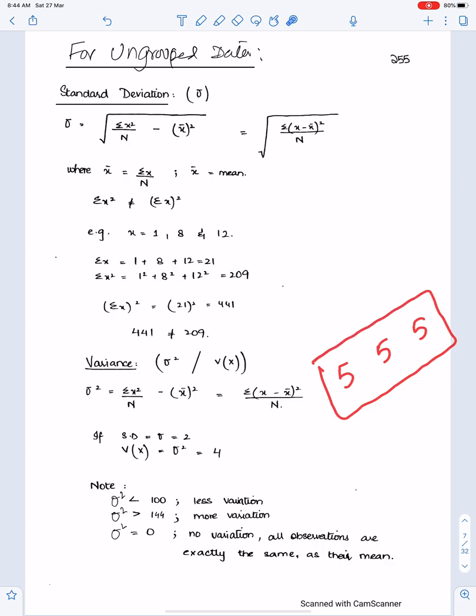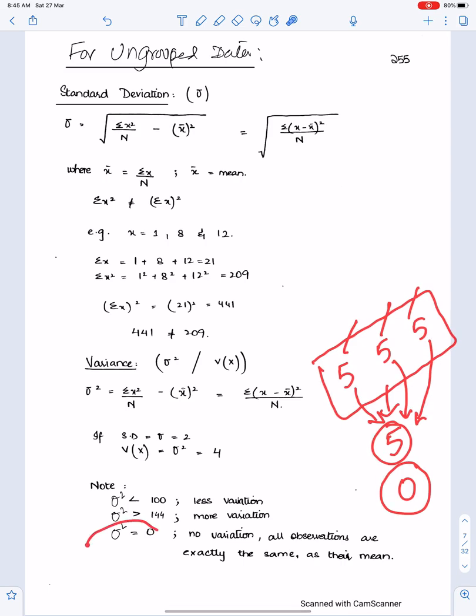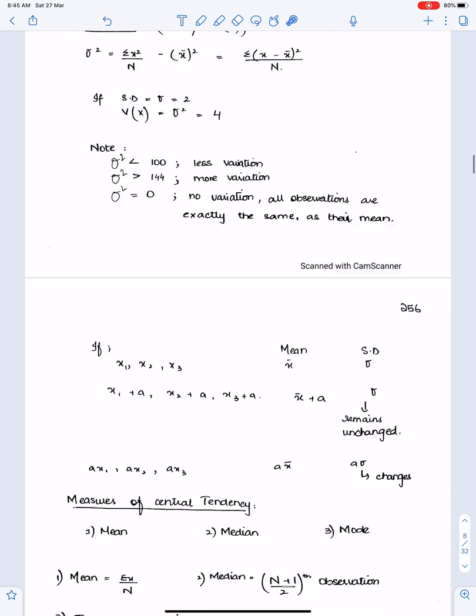See, their mean will be 5 and their standard deviation must be 0, or variance must be 0. Why? Because there is no variation of the observations from their mean. All observations are the same as the mean. So when all observations are the same, then standard deviation or variance must be 0.